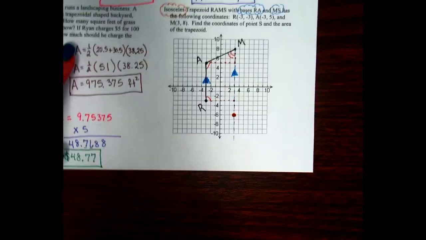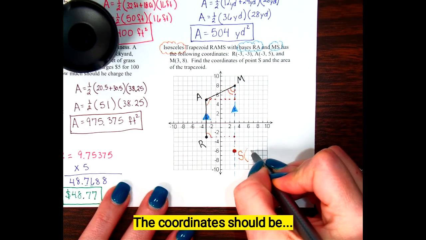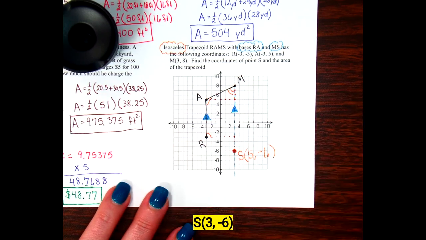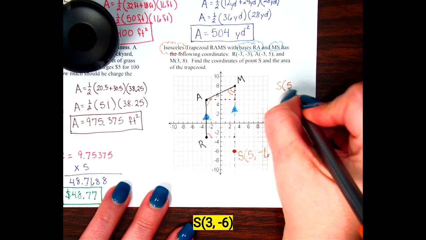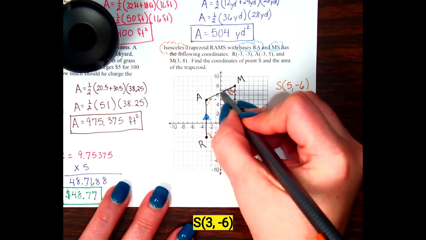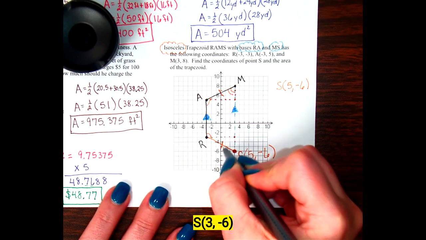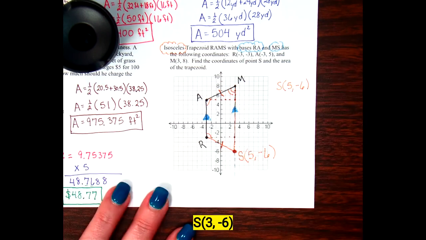So let's see. What are the coordinates of that point? So this is S, and it is 5, -6. So find the coordinates of point S. The coordinates of point S are 5, -6. So that way I have isosceles. When I draw this in, these will be the same, and it will be isosceles, and then these will be parallel. I have an isosceles trapezoid.